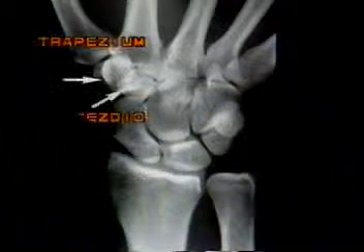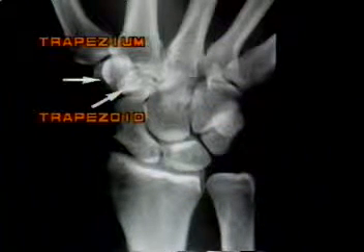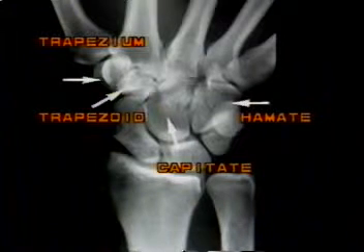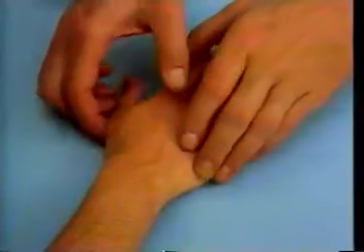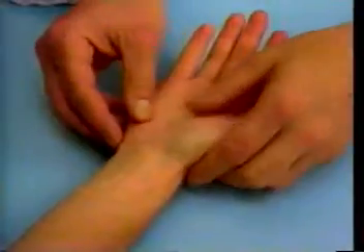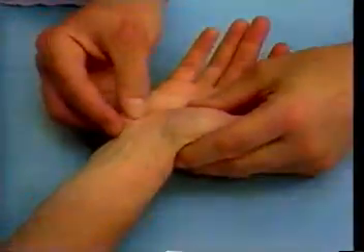The trapezium and trapezoid, capitate and hamate comprise the bones of the distal row of the carpus. On the volar aspect, palpate the pisiform, which overlies the triquetrum.